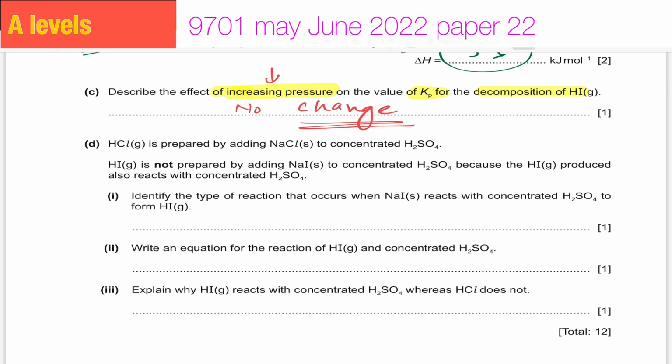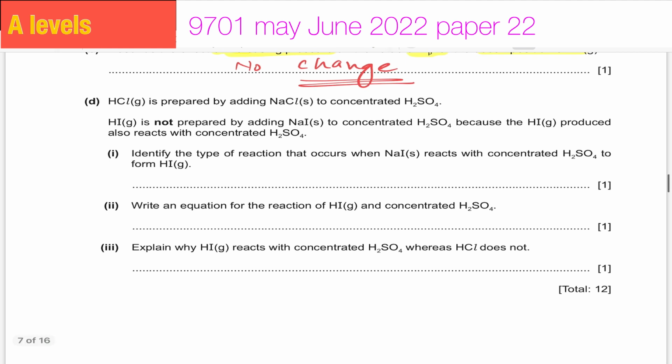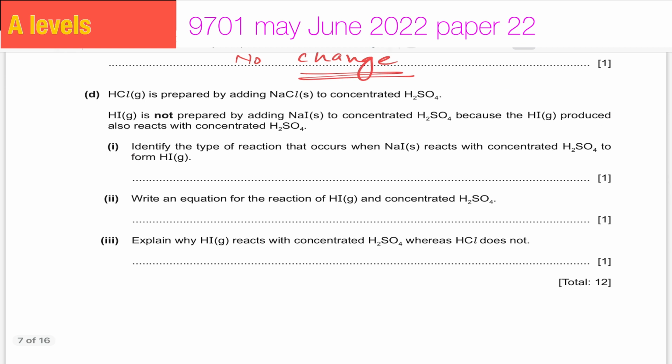temperature. Now the last part of this question is related to group 7 chemistry. HCl is prepared by adding NaCl solid to concentrated sulfuric acid. When we add sodium chloride to sulfuric acid, H2SO4 reacts with sodium chloride, and we get HCl plus sodium sulfate. So this is the chemical reaction they are talking about.